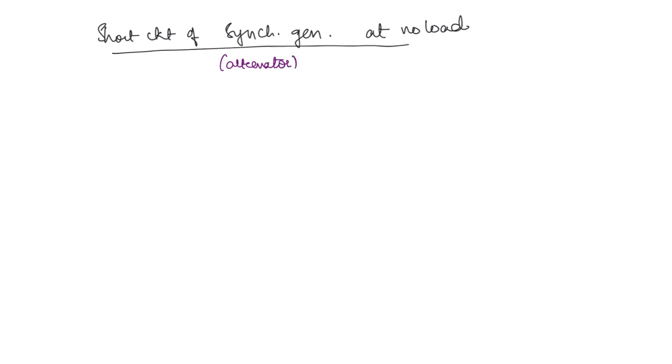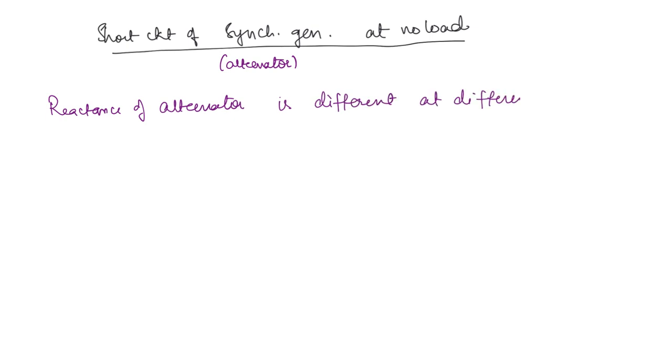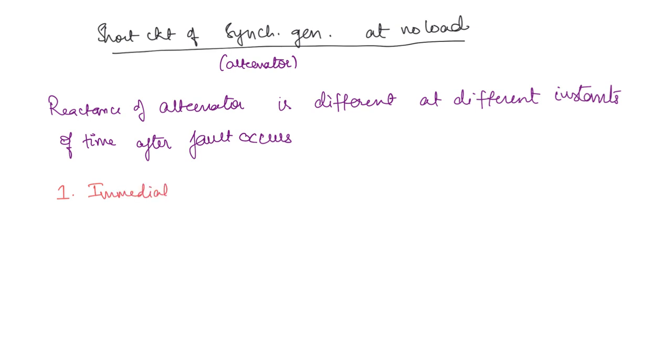Now we will discuss a bit about the reactance. The reactance is going to be different at different instants of time after the fault occurs. Okay, so we will see why it is different and what the value will be. Reactance of alternator is different at different instants of time after fault occurs. First type of reactance is one which occurs immediately after the fault.